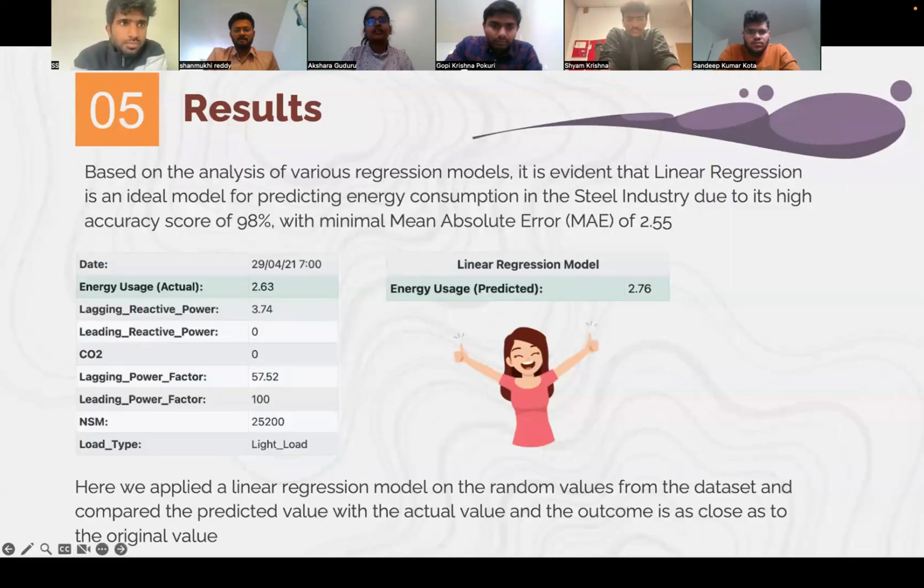Coming to the findings, to predict the power consumption in the steel industry, we used the linear regression, ridge regression, and lasso regression models to test the data set. We found that linear regression gives a 98% result, ridge regression gives 96%, and lasso regression gives 91%. Based on the analysis of various regression models, it is evident that the linear regression model is ideal for predicting the energy consumption in the steel industry due to its high accuracy of 98%. And when the predicted value is compared with the actual value, the outcome is very close to the original value.